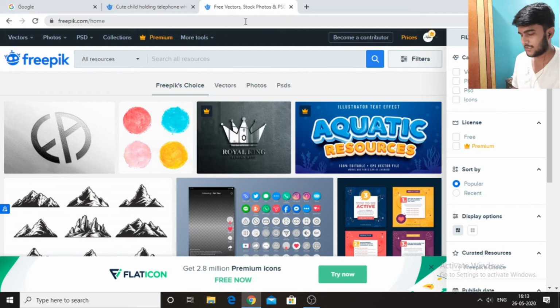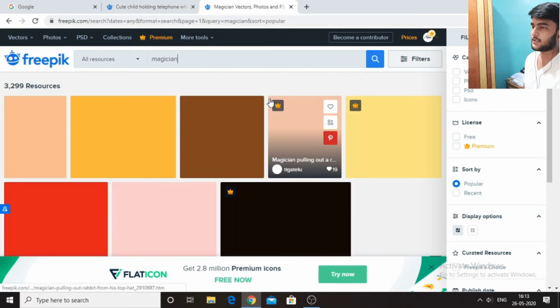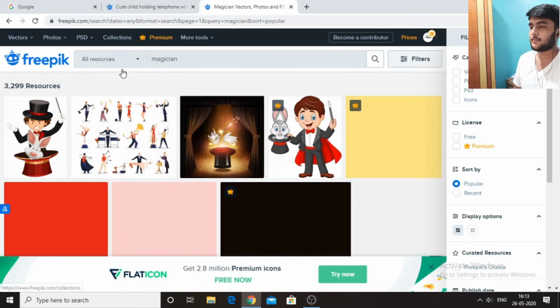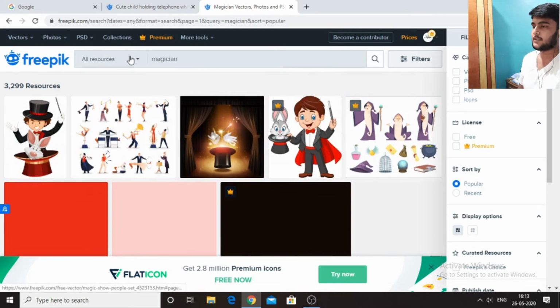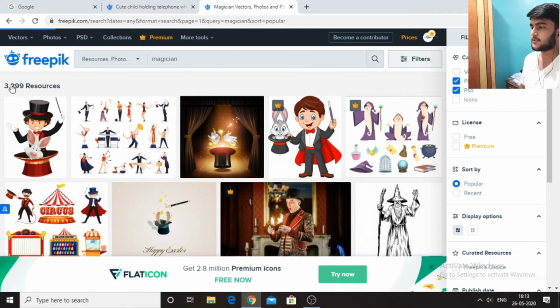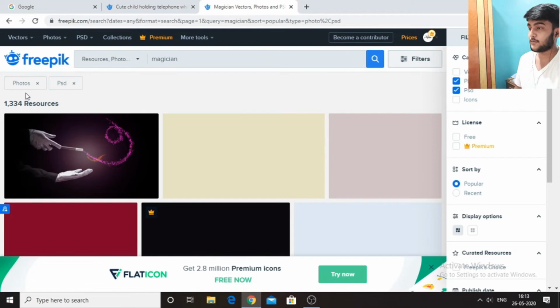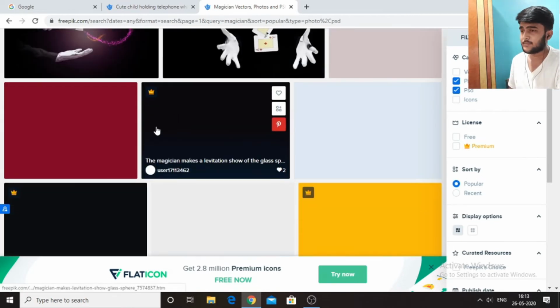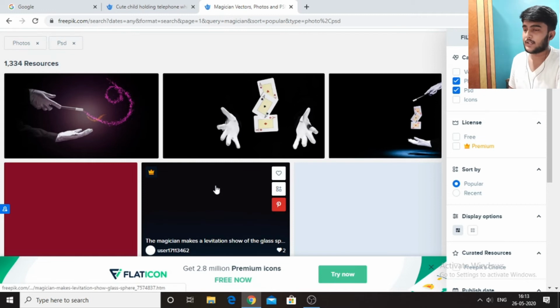But in this video we can just cover up like a magician, and then there will be different resources that will be coming up. And in this one as well, we do not want these icons and vectors that are coming up, so we will just be hitting photos and PSDs. Now that will decrease the number of resources from 3,300 to 1,300. That's insane. So we'll just be looking for the right premium images, which are actual images of people.